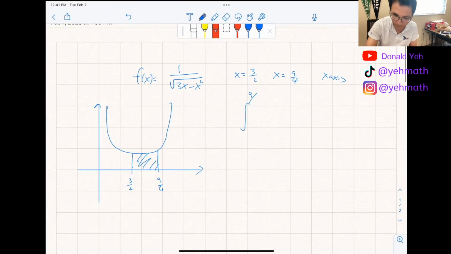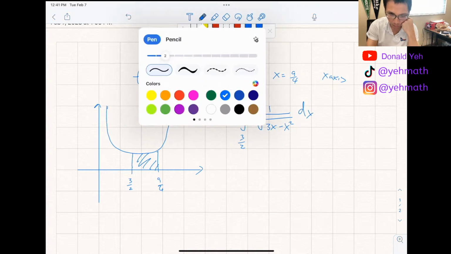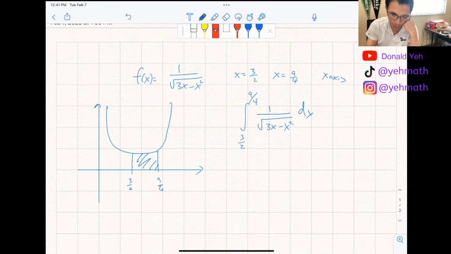It's the integral from 9/4 to 3/2 of 1 over the square root of 3x minus x squared, because I want to find the area between these. This question is a harder one to complete the square. So the problem is, which inverse will you use here? Inverse tan, inverse sine, or inverse secant? Inverse sine is a good choice. So I'm going to take 3x minus x squared and rewrite it as a negative, factoring out: x squared minus 3x.